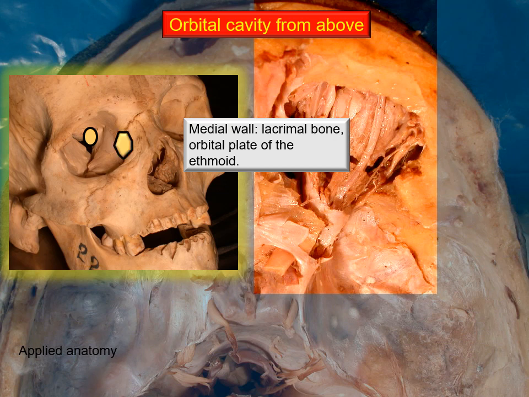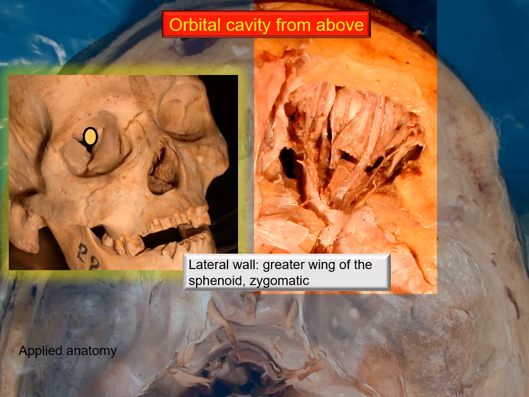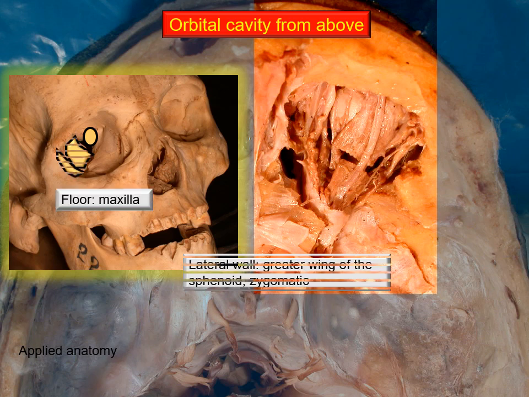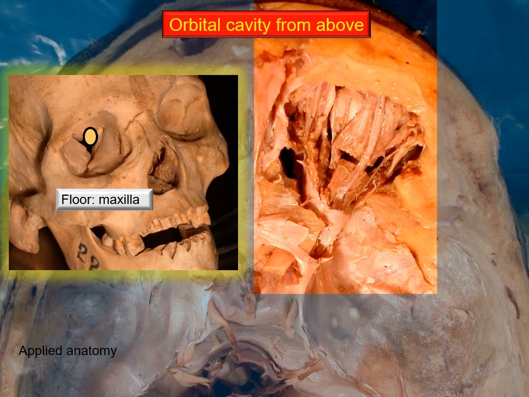Medial wall, two bones, the lacrimal bone and the orbital plate of the ethmoid bone. So that's the orbital plate of the ethmoid bone. Lateral wall, the greater wing of the sphenoid and the zygomatic bone. I repeat, greater wing of the sphenoid and the zygomatic bone. Similarly, floor is formed by the maxilla. And located within these four walls is the eyeball, and that small animation was to give you an orientation how the eyeball is lodged.